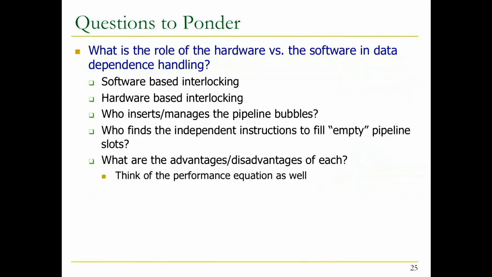And think of the performance equation as well. If, for example, software does the interlocking, inserts the pipeline bubbles, you're really increasing the number of instructions, right? You're not touching the cycles per instruction, but you're increasing the number of instructions. Whereas if the hardware is inserting the pipeline bubbles, you're really changing the cycles per instruction without changing the number of instructions that are coming into the machine. In the end, your execution time may be the same.